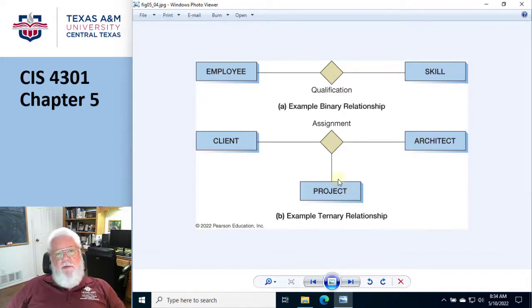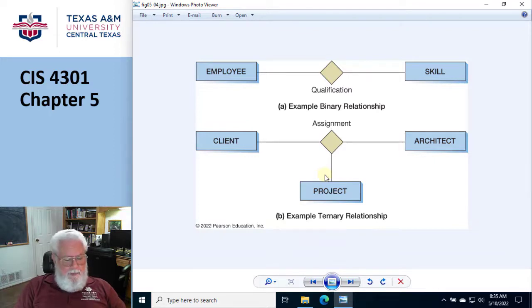Hey, by the way, what do you think is the most common degree in relationships? What do you think? Yeah, it's 2. 2 is extraordinarily common. Hey, can you have a degree of 1? Can you have a relationship with yourself? Yeah, coming up soon, we're going to be talking about a recursive relationship.